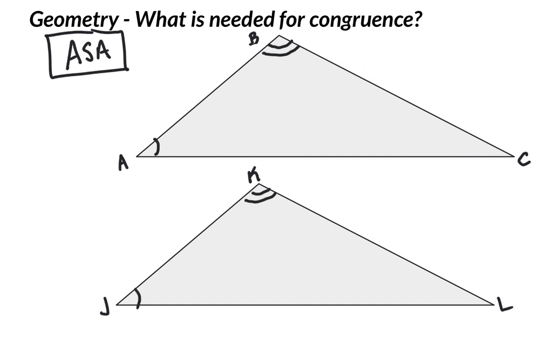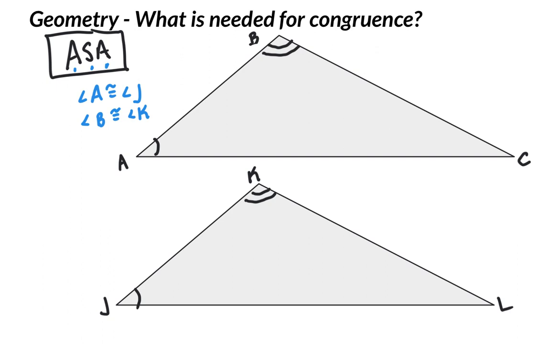Let's say we were presented with this picture, and we were given the fact that angle A was congruent to angle J, and that angle B was congruent to angle K. Again, this was just given information to us. And we're being told we want to use angle, side, angle to prove congruence. Well, with this congruence theorem, remember, we have the two angles, and we have those pairs already. And the side is the side that is between those two angles.